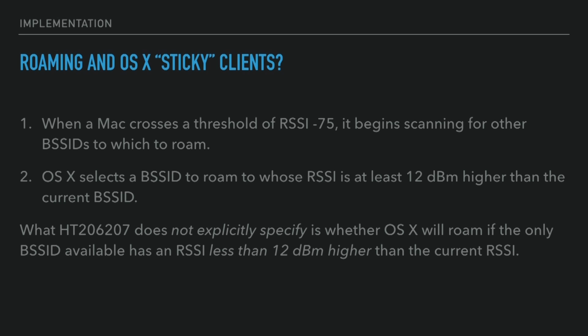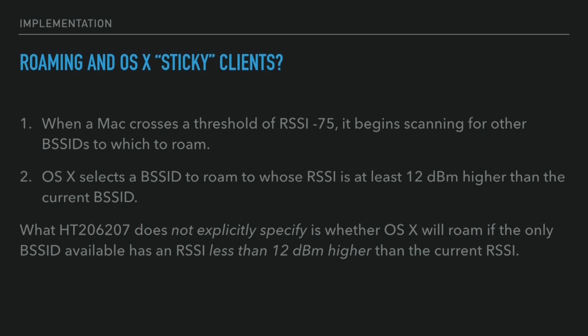What it doesn't explicitly specify is whether OS 10 will roam if the only BSSID available has an RSSI less than 12 dBm higher than the one that it's leaving. So in order to roam, it looks like it has to meet this threshold, but it's not stated explicitly in the article. So I asked Apple. And Apple said, yes, you're reading that correctly. And this has huge implications for how we design our networks.